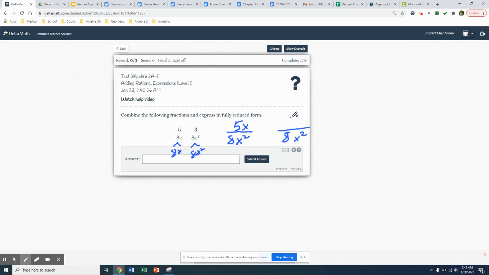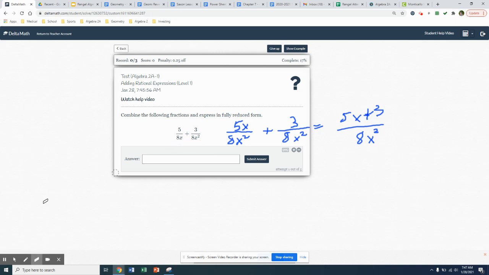The second fraction, we actually don't even change. So that one's just going to stay the same. Final answer then is 5x plus 3 over 8x squared. Sorry, my mouse is getting a little shaky there. 5x plus 3 over 8x squared.